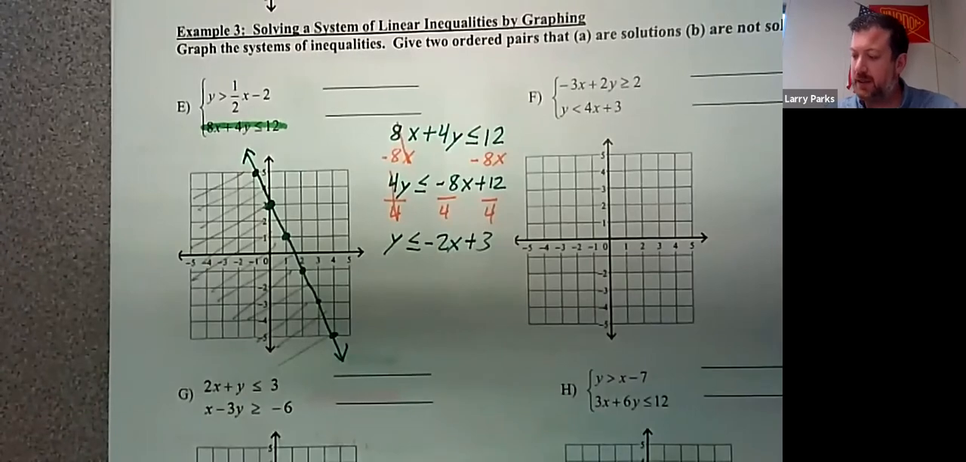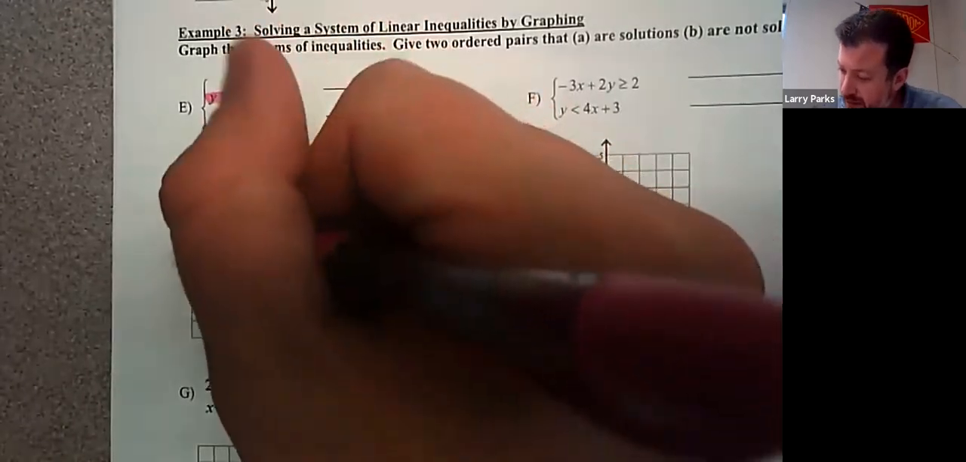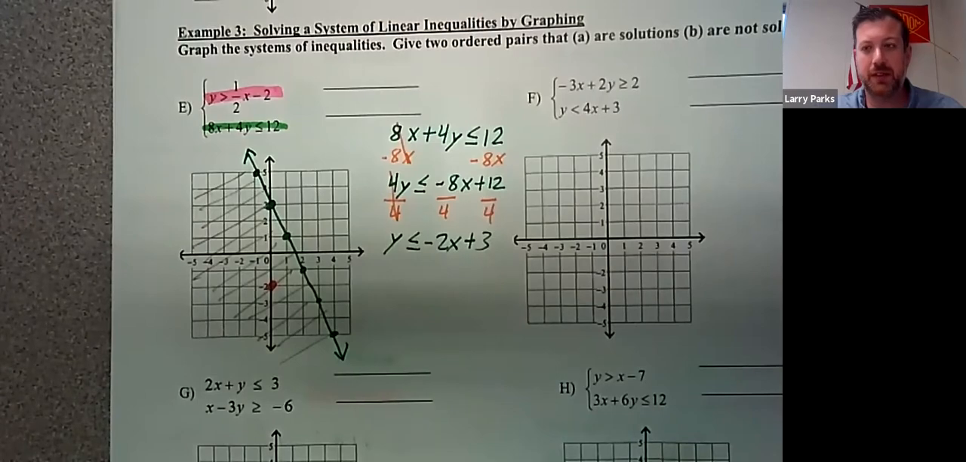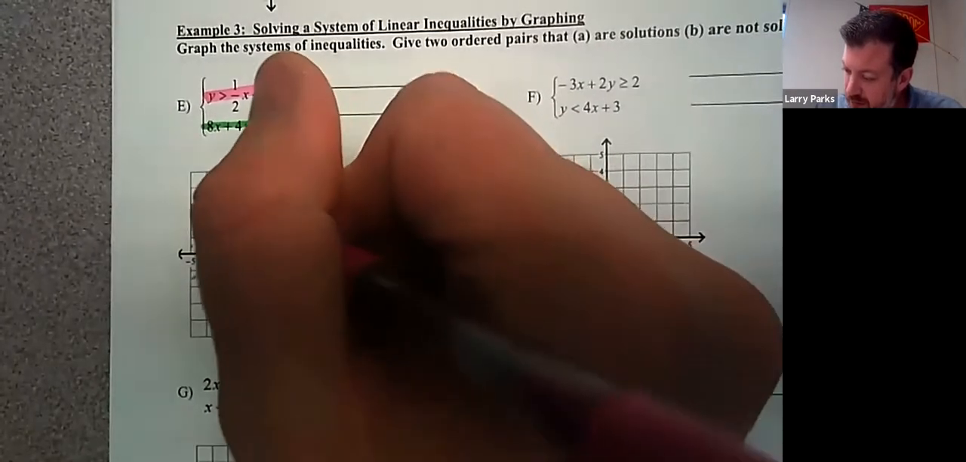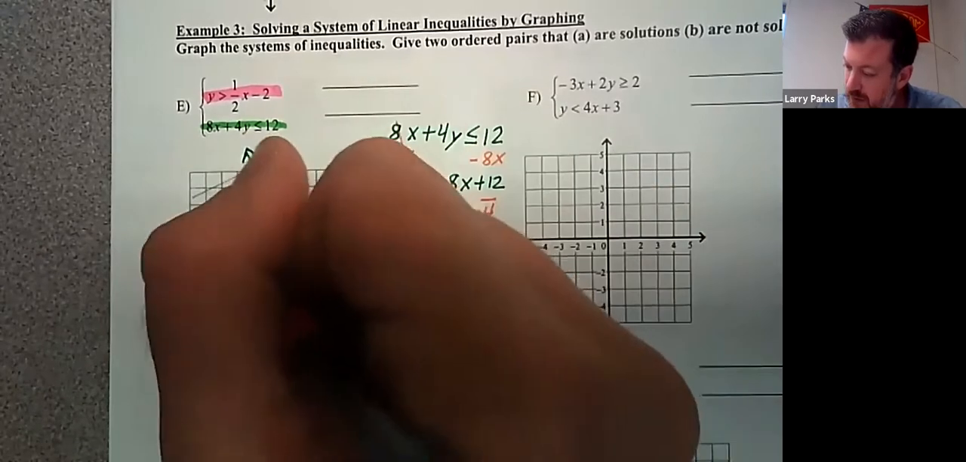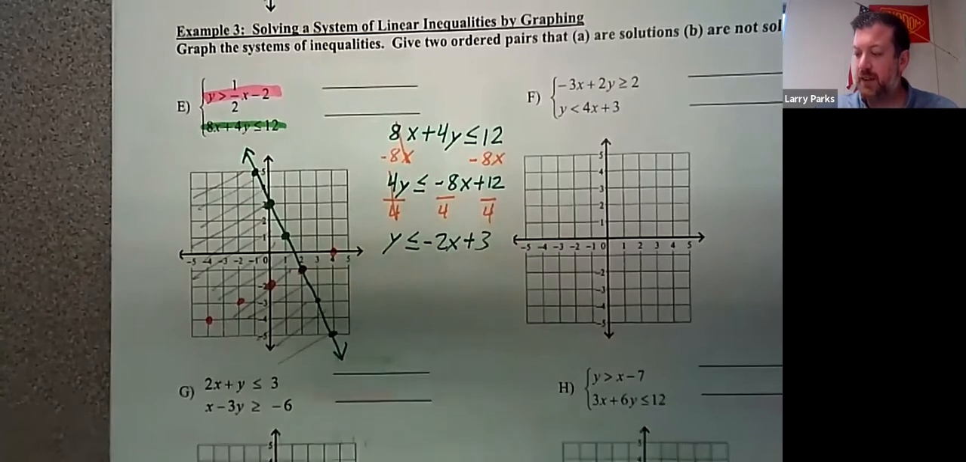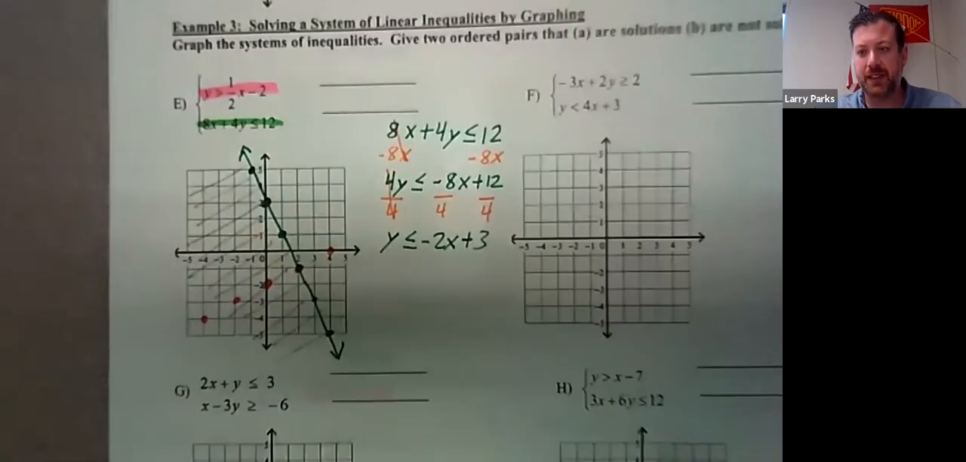Now, let's do this one. This one says you start at -2, and the slope is 1, go up 1, to the right 2. And notice it does not have the equal sign, so that's a dashed line.